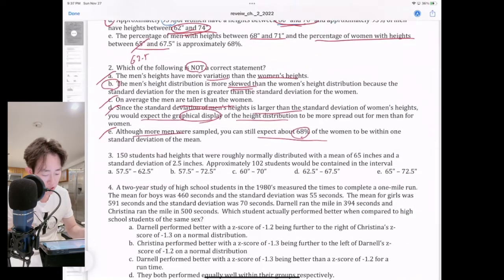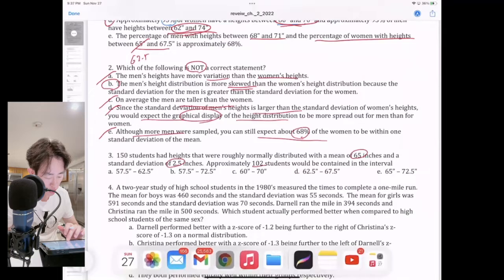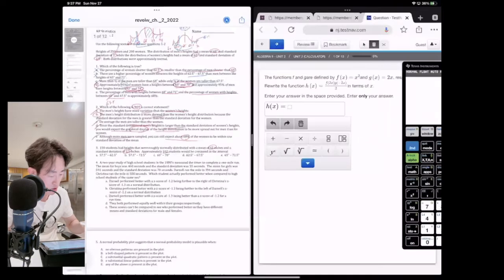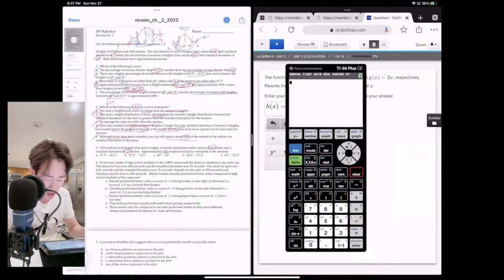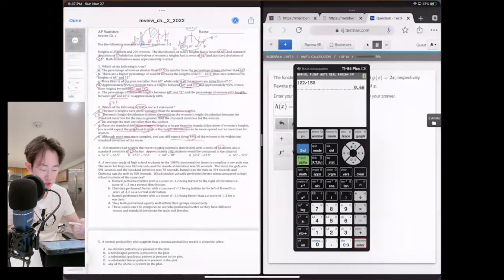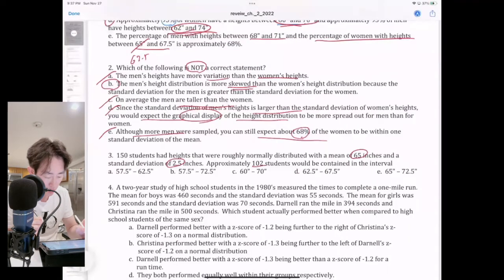Number 3: 150 students have heights that were roughly normally distributed with a mean of 65 and standard deviation of 2.5, and 102 students fell in the range. What you're going to do with this question is take your calculator and simply do 102 divided by 150, which gives you the percentile rank. So you're looking at about 68%. If you remember from the empirical rule, 68% means one standard deviation to the left and right. So one standard deviation left and right for this should give you D. So the answer for number 3 should be D.